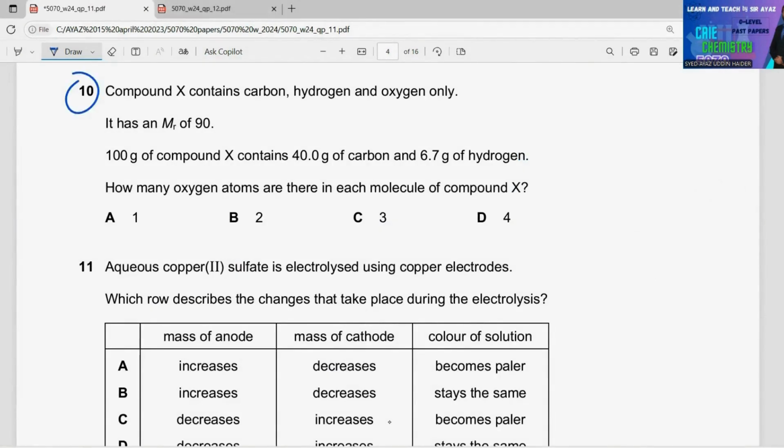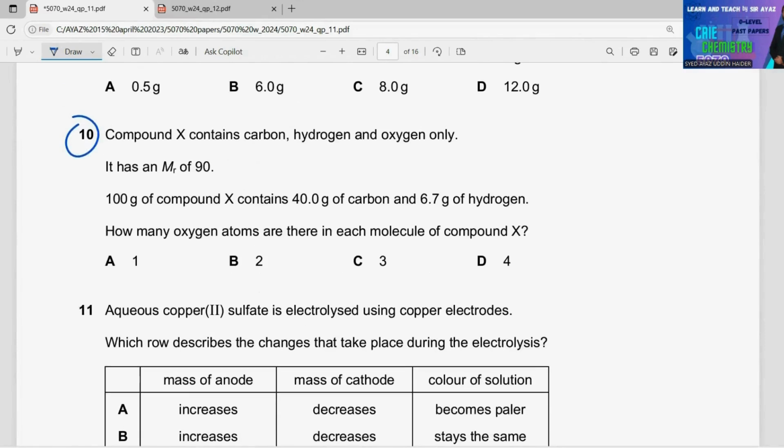Question number 10. Compound X contains carbon, hydrogen, and oxygen only. It has an MR of 90. 100 grams of compound X contains 40 grams of carbon and 6.7 grams of hydrogen. How many oxygen atoms are there in each molecule of compound X? So we need to calculate the empirical formula using this information. We have carbon, hydrogen, and oxygen. Mass of carbon and hydrogen is given. So carbon is 40, hydrogen is 6.7. In order to get the mass of oxygen, we need to subtract both 40 and 6.7 from 100.